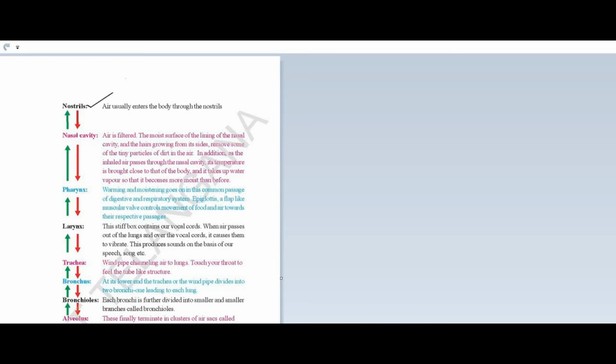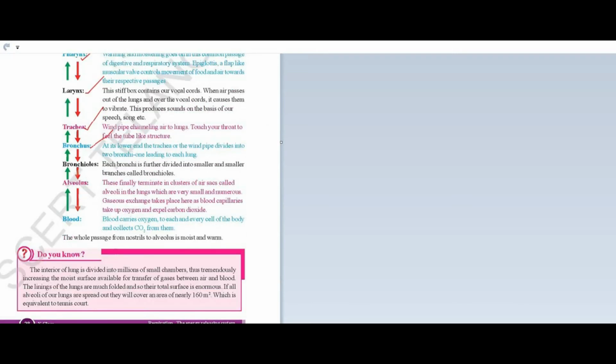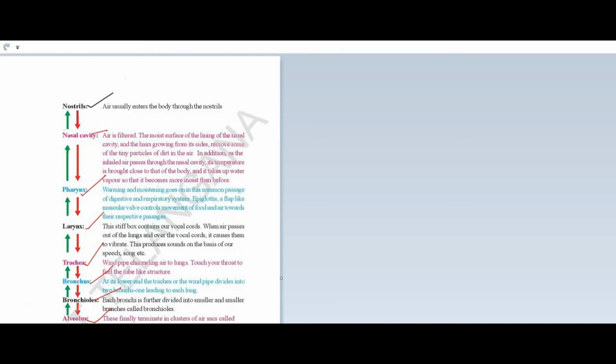The passage of air: nostrils, then to the nasal cavity, pharynx, larynx, trachea, bronchus, bronchioles, alveolus and blood. And from the blood to the alveolus, bronchioles, bronchus, trachea, larynx, pharynx, nasal cavity and nostrils.